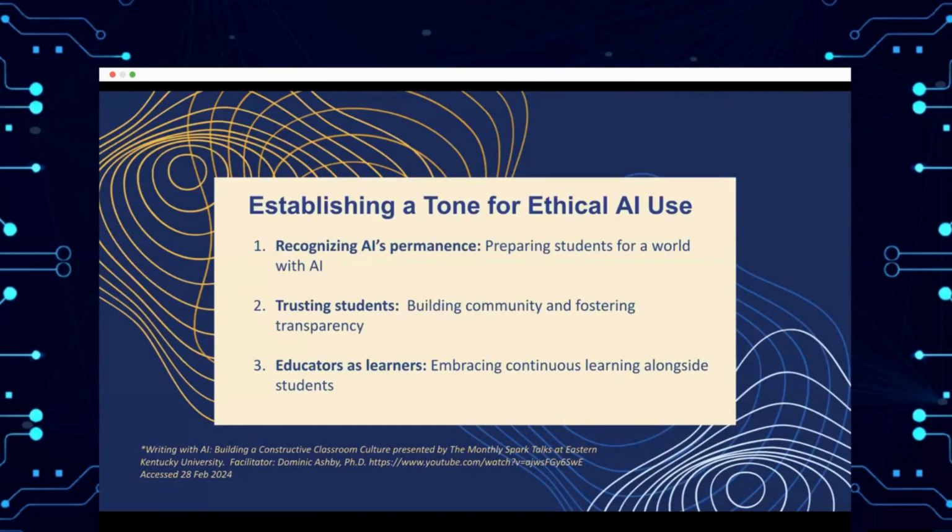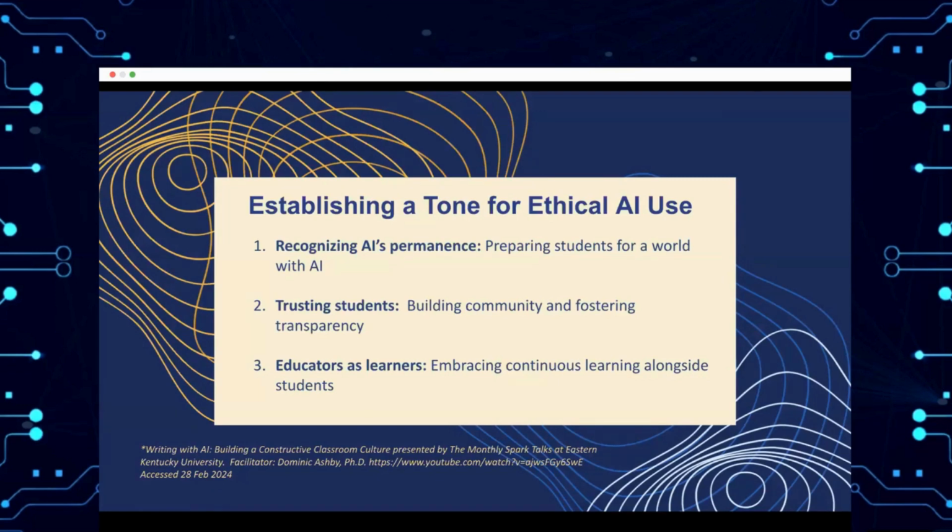Now, I thought it's important to establish a tone for ethical AI use. I saw these 3 principles in one of the webinars I had attended a few weeks ago, and I found these 3 points very important that you can implement in your classroom. The first one is recognizing AI's permanence and preparing the students for a world with AI. AI is rapidly advancing and will be present in most careers and fields. It is crucial to equip students with the skills to navigate the AI-driven world, and we should emphasize the importance of developing ethical decision-making abilities and discuss the potential implications, both positive and negative, of AI integration.